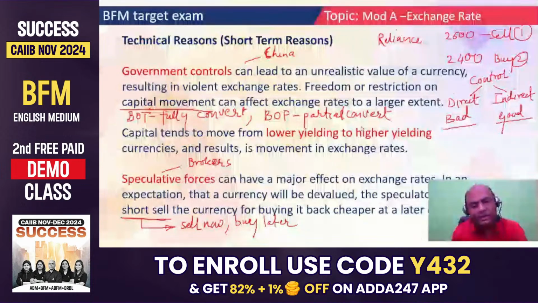Next, capital tends to move from lower yielding to higher yielding currencies. Just now we saw it. The one country which is having a higher rate of interest will always be having higher capital. People will tend to invest more. But there is a disclaimer to this. Tomorrow, let's say Pakistan says my rate of interest on my bonds will be 9% or 8%. Now, all the other countries, what are we giving? We are giving it around the repo rate, roughly 6.5.